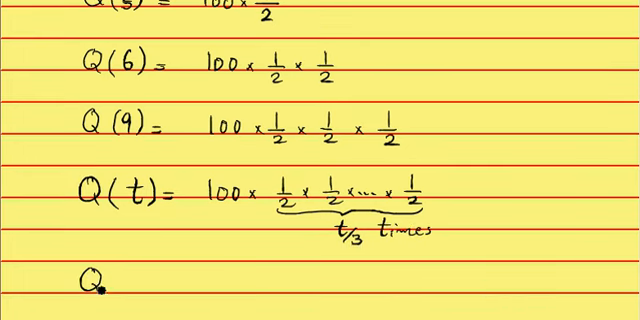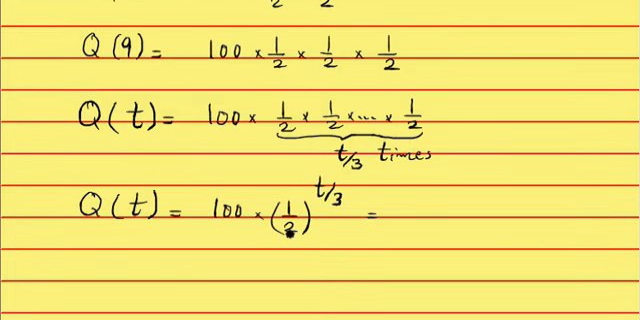So how can I abbreviate this whole thing? I can abbreviate it as Q of t is equal to 100 times 1/2 to the power of t over 3. We have learned all sorts of mathematical ways of compressing this. Instead of 1/2, I can write 2 to the power of -1. Instead of having 2 exponents, I can compress it into 1 exponent, minus t over 3.